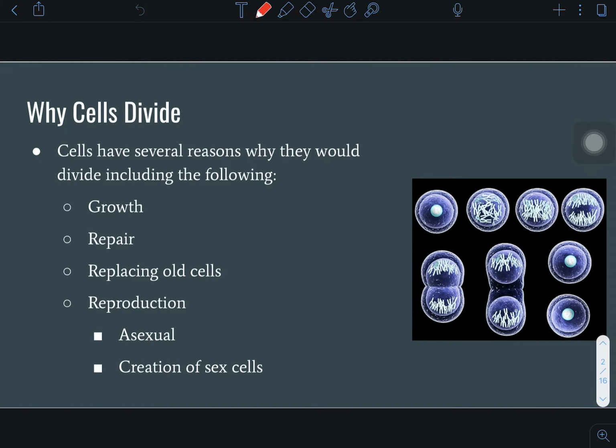So when we talk about why cells divide, and these are things you should know, the reasons are growth, repair, replacing old cells, and something called reproduction. There are two different types of reproduction: asexual reproduction and sexual reproduction. In asexual reproduction, one organism makes another organism genetically the same. In sexual reproduction, two organisms combine their genetic information to make one. And we have to talk about sex cells, so sperm and egg cells. So why do cells divide? Growth, repair, replace, or reproduction. That's why a cell will divide.